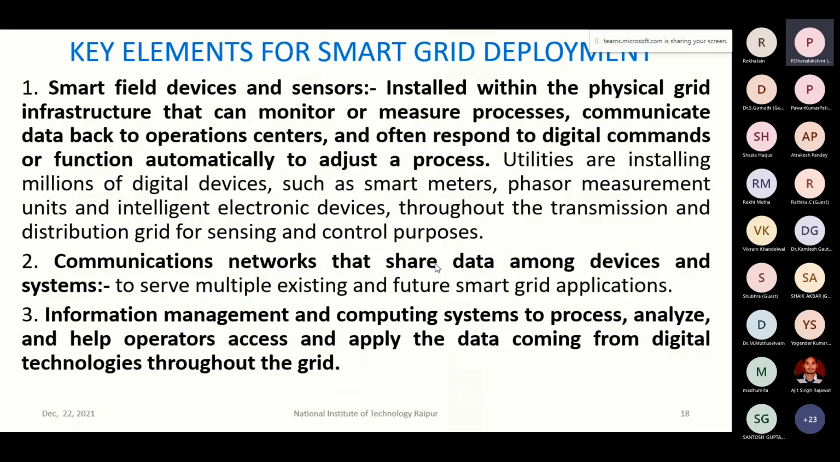Various elements which are deployed in smart grid are smart field devices and sensors, basically to monitor and measure the process and communicate the data back to the operation centers. And with this, utilities are installing digital devices like smart meters, phasor measurement units, intelligent electronic devices, all along the transmission and distribution grids, particularly for monitoring, sensing, and control purposes. Then there will be a separate communication network, which is required to share the data among the devices and the systems. And finally, an information management and computing system is there, which processes, synthesizes, and helps the operator to access and apply the data coming from the digital technologies throughout the grid.